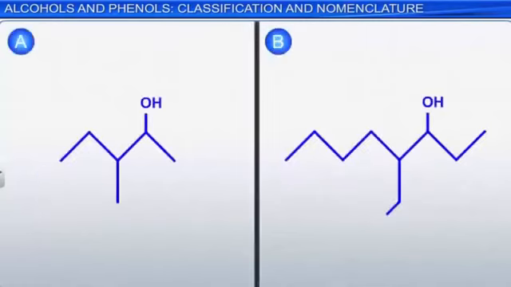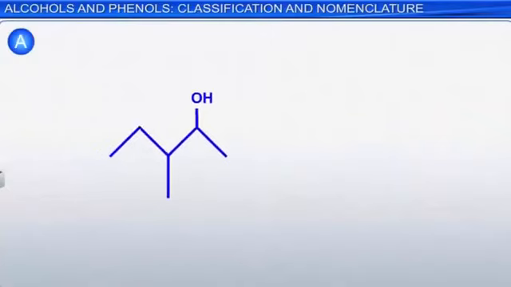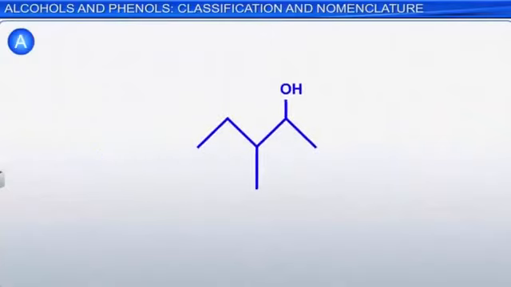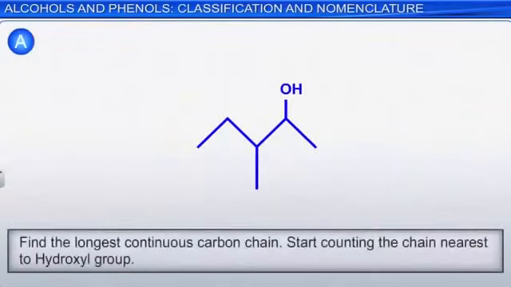Give the IUPAC names of these structures. Try to find the names on your own before checking the answers. When naming organic compounds, remember to find the longest continuous carbon chain. Start counting the carbons at the end of the chain nearest to the hydroxyl group.